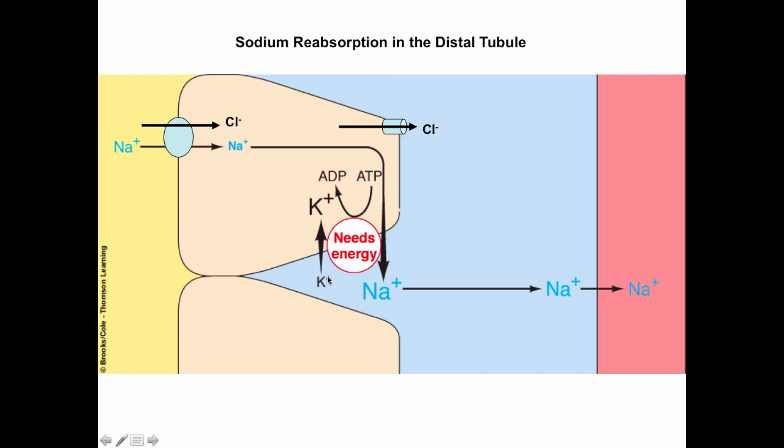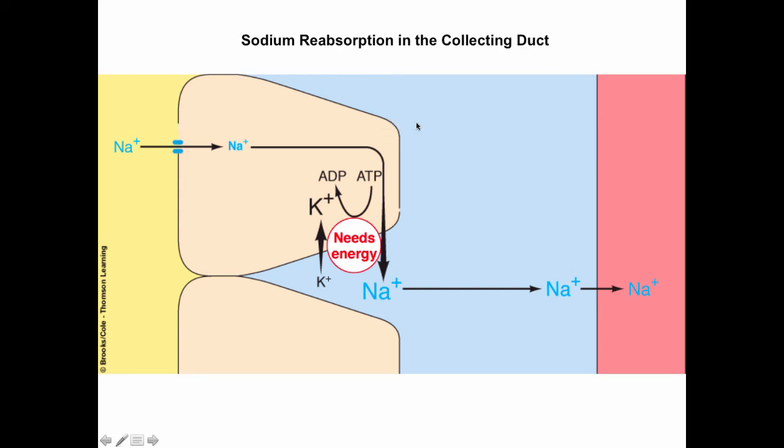Okay. If we look at the distal tubule, sodium crosses the luminal membrane through a cotransporter with chloride. It crosses the basolateral membrane again through the pump, and chloride crosses through a passive channel. And then finally in the collecting duct, it's actually the most simple mechanism. Sodium crosses the luminal membrane through a passive channel and then crosses the basolateral membrane through the pump.